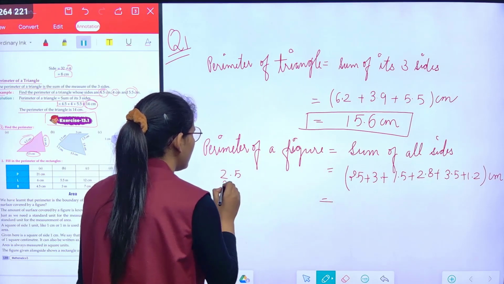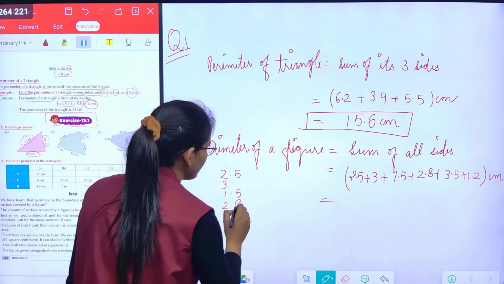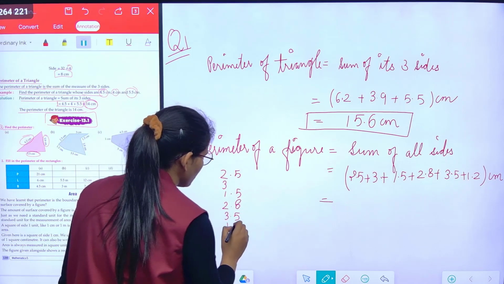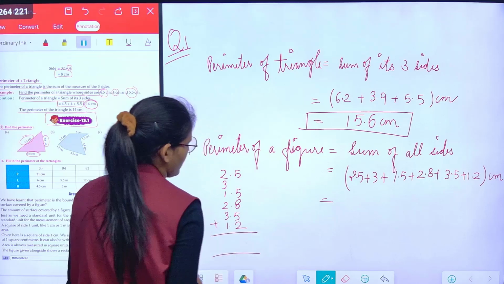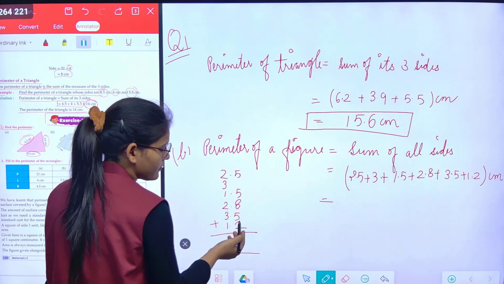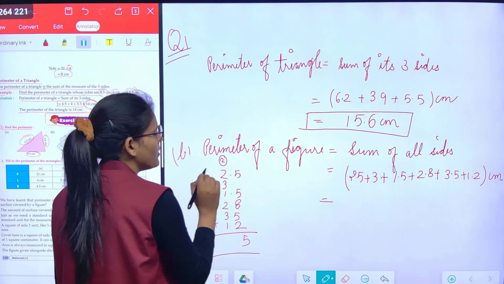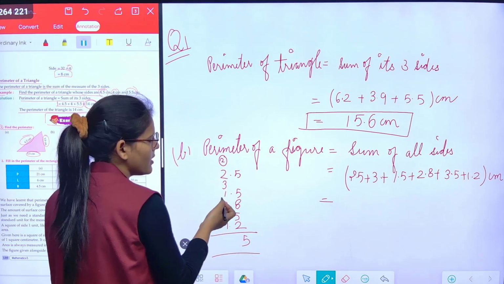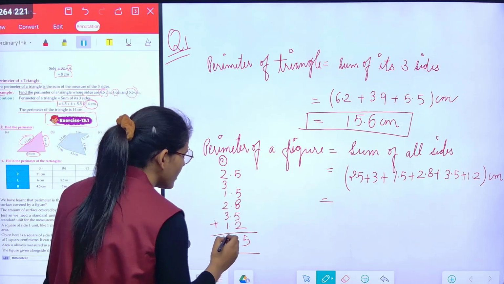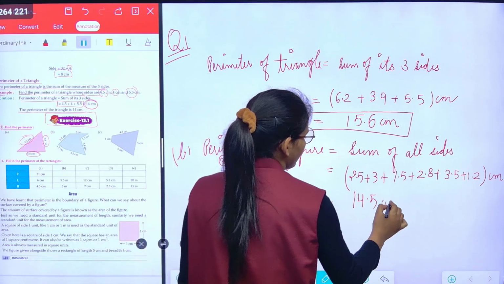2.5, 3, 1.5, 2.8, 3.5, 1.2. 5 plus 5, 10, 10 plus 8, 18, 18 plus 5, 23, 23 carry 2, 5, 2 plus 2, 4, 4 plus 3, 7, 7 plus 1, 8, 8 plus 2, 10, 10 plus 3, 13, 13 plus 1, 14. It is 14.5 centimeter.